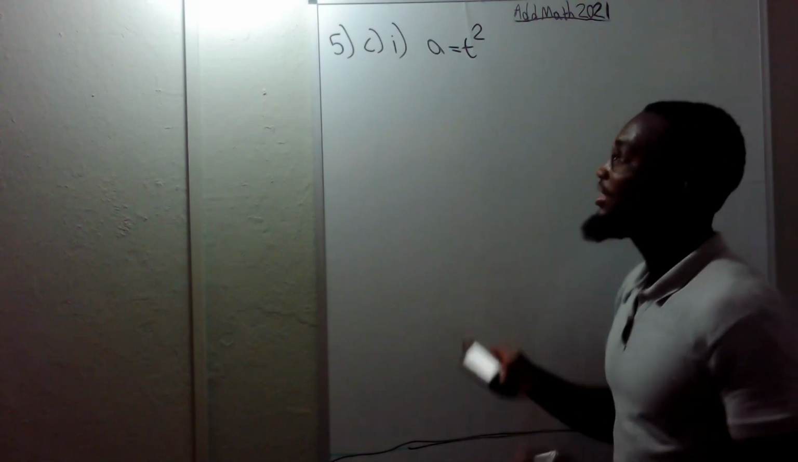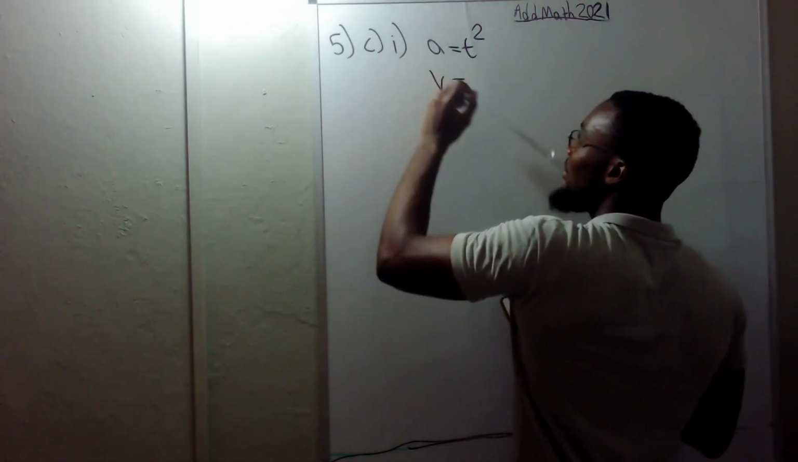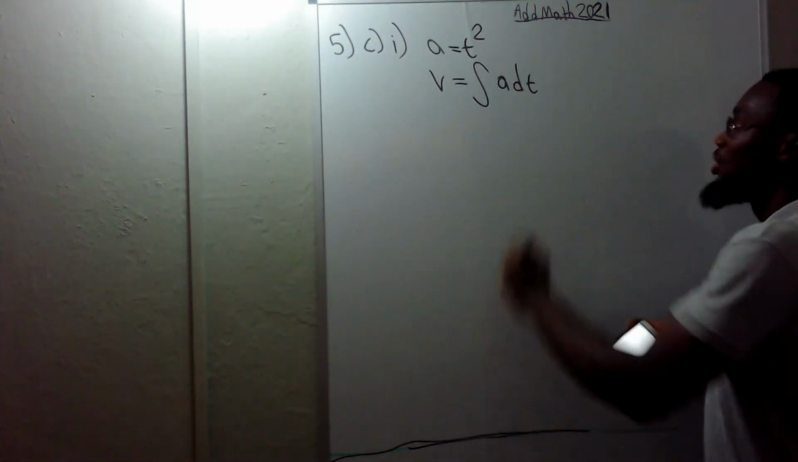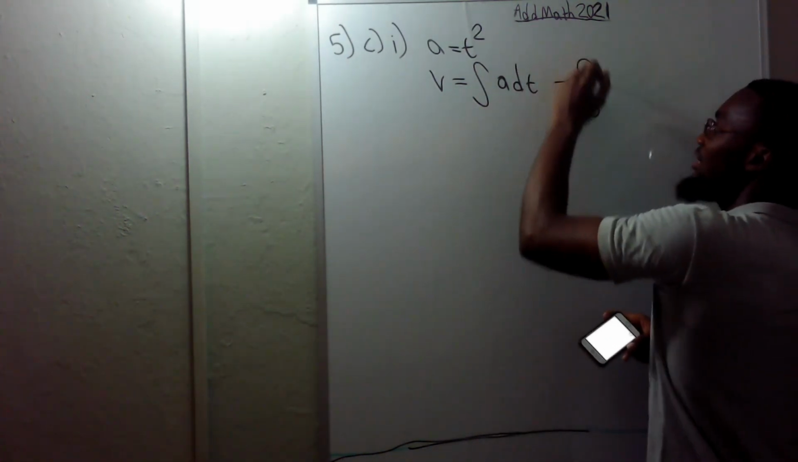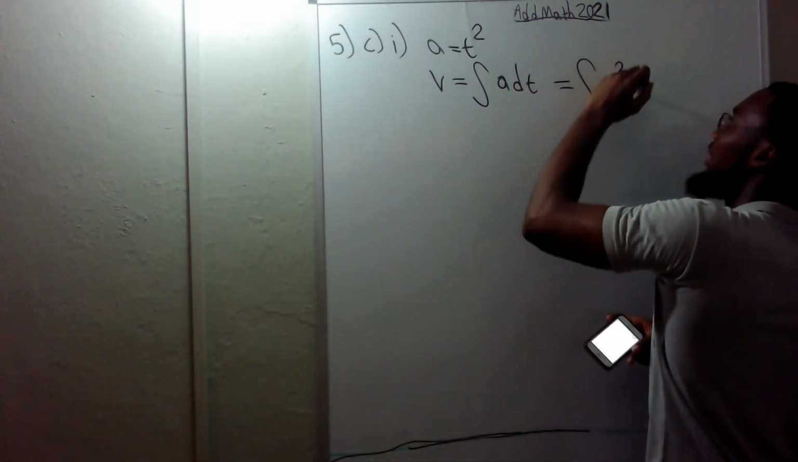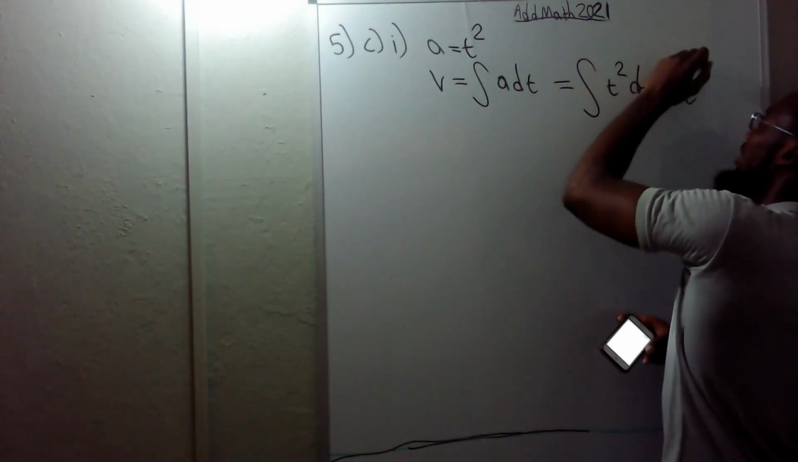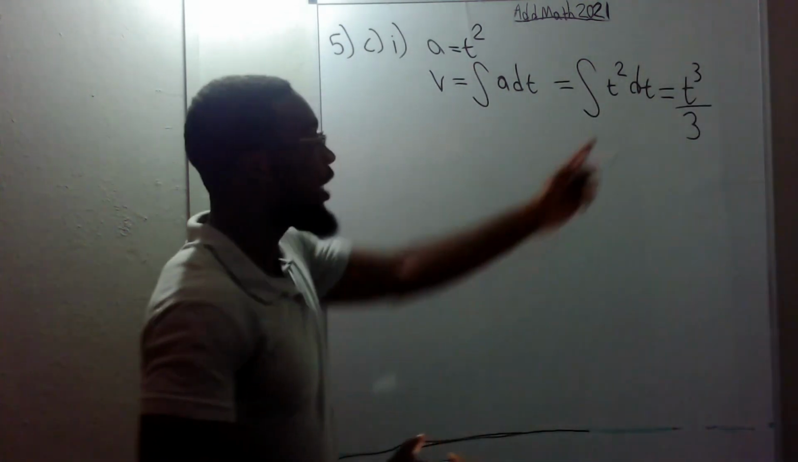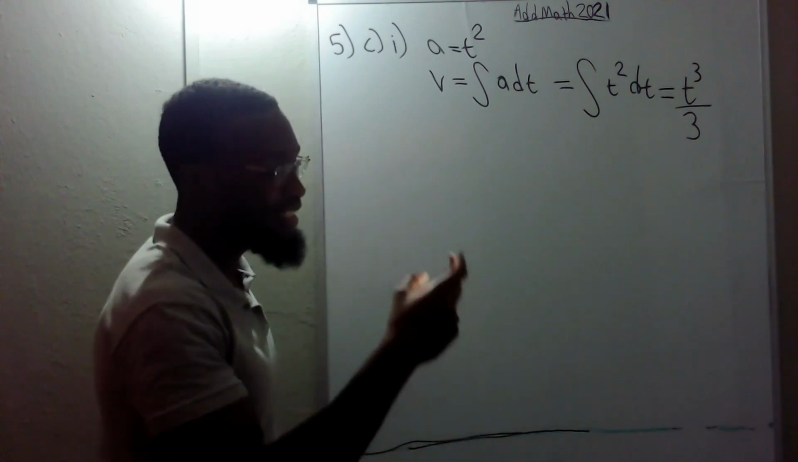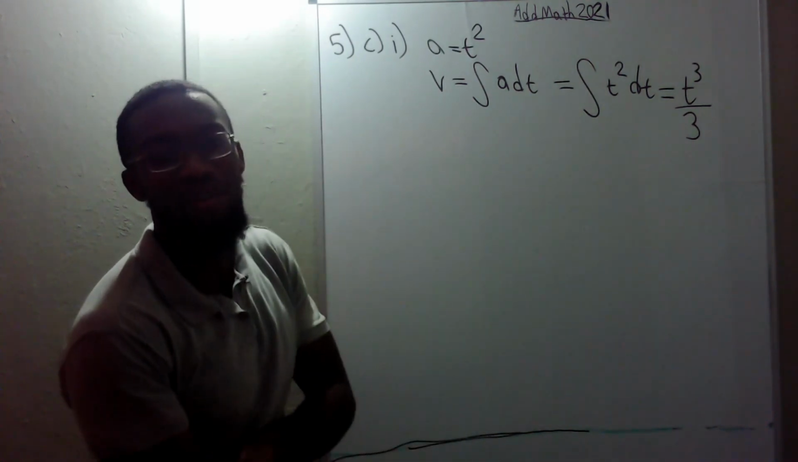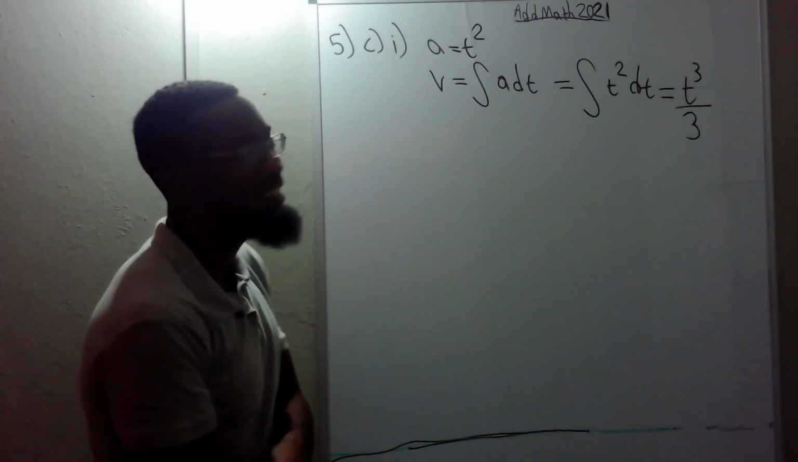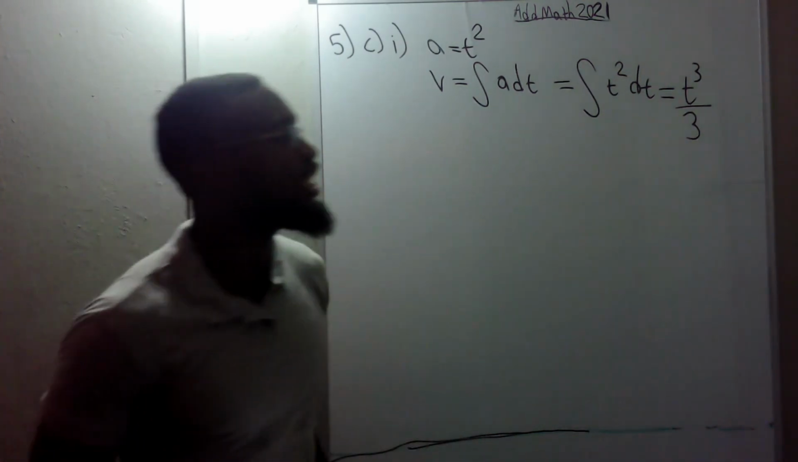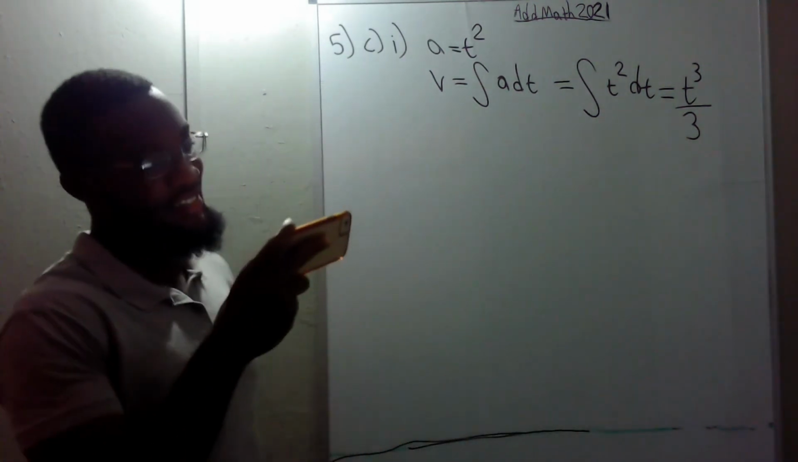Now guys, to find velocity, velocity is equal to the integral of acceleration with respect to time. So the velocity is the integral of t squared dt. So we get t cubed over 3. That's how we integrate t squared. Now you probably say, why don't we put plus c? Now guys, the question said the particle started from rest. From rest means that the constant is 0. So I don't need to put in plus c.